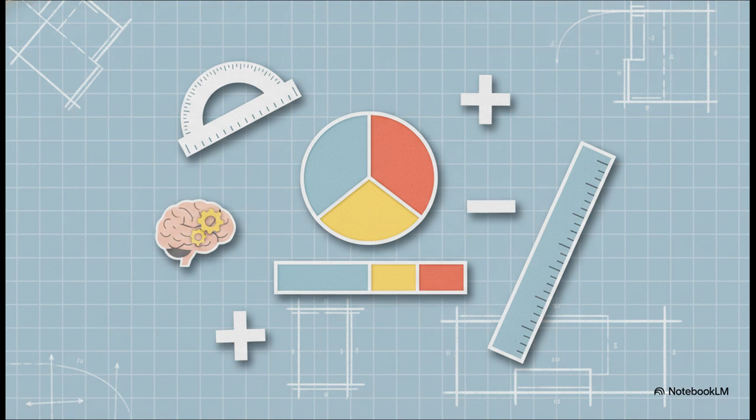Let's make this super concrete. Imagine we're looking at a math blueprint for, say, a fifth grader. The topic on the plan is fractions. The objective is crystal clear. Students will be able to add and subtract fractions that have different denominators. And the skills we're building are things like problem solving and reasoning. See, it's all laid out, the whole plan.